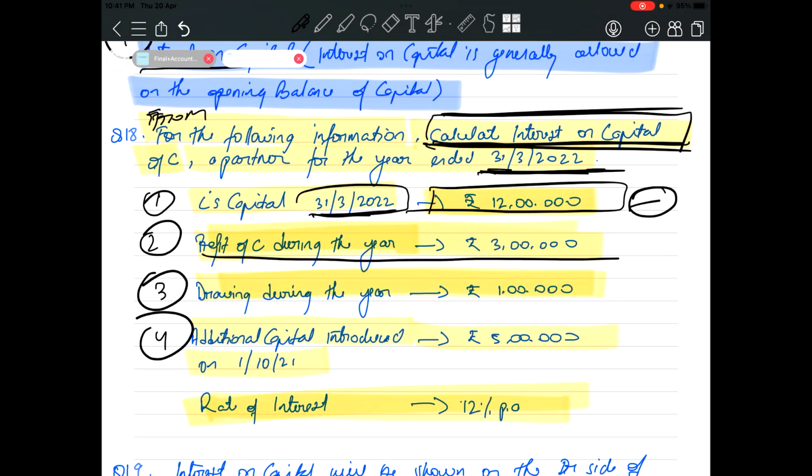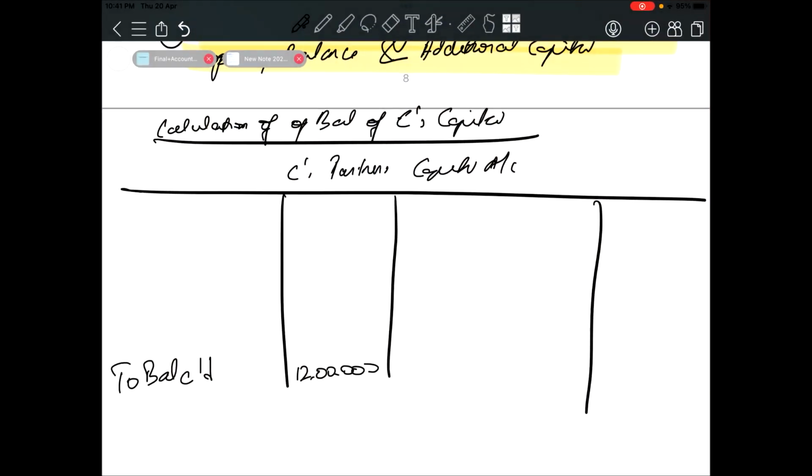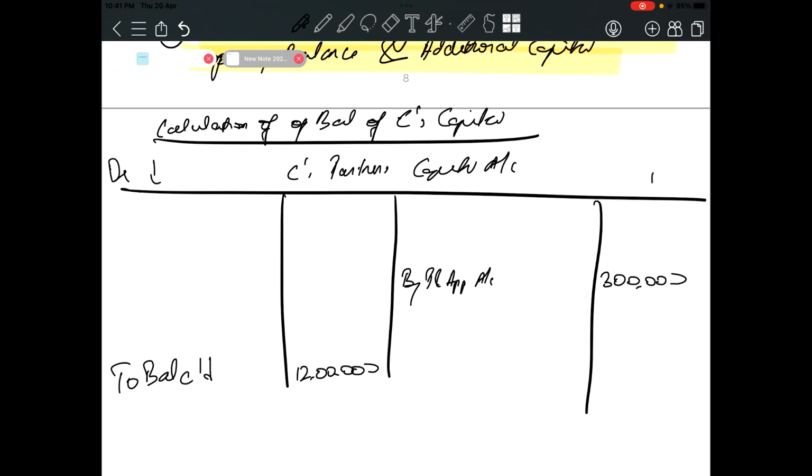Next, profit of C during the year is 3 lakhs. So where will profit come? Profit will come here by P&L appropriation account. It has been transferred from the P&L appropriation account, okay. So profit will come on the credit side, because on the debit side all the decreases in the capital will be written, and all the increases will be written on the credit side, okay. So profit will increase the capital of the partner, right? So we will credit the capital account, okay.